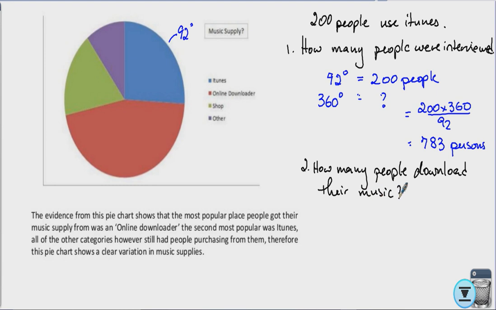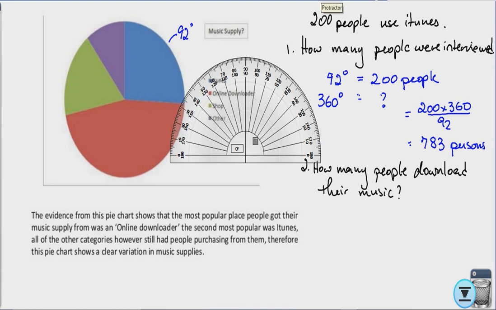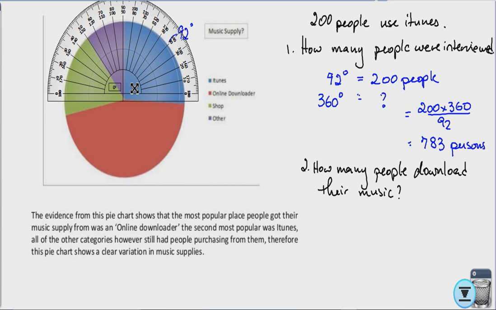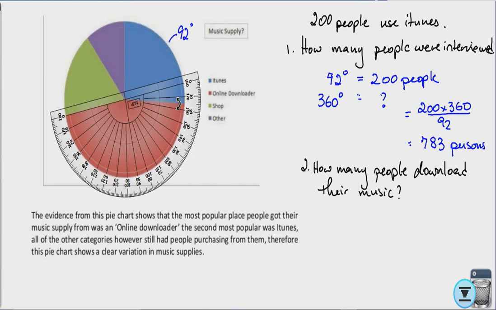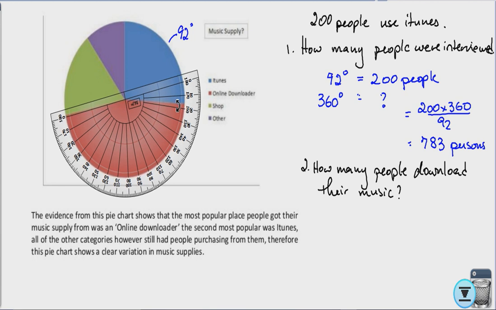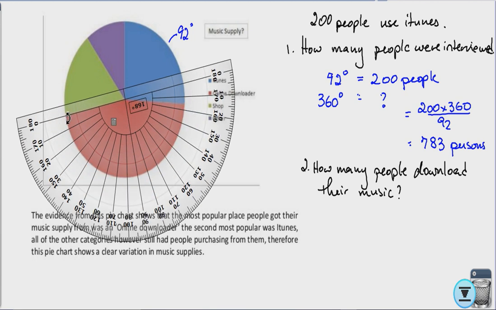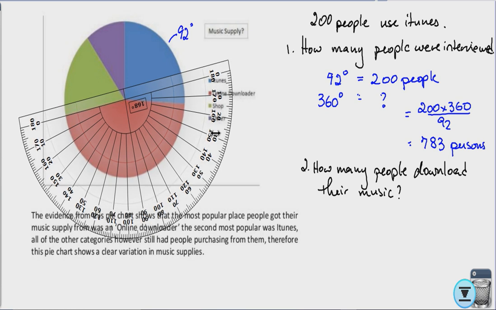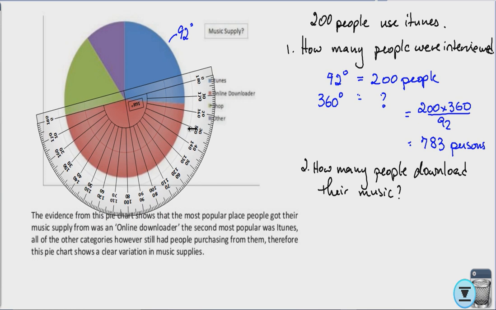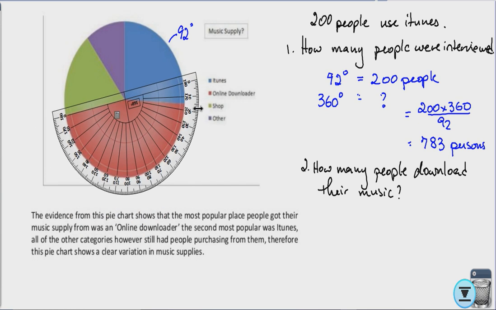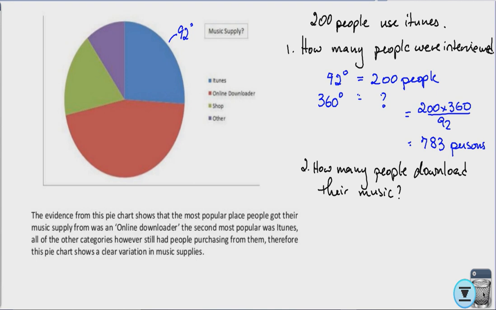How many people download their music? Again, we need first to measure the angle representing the download. Okay, so I'm going to rotate this so that my 0 lies on the line. Okay, 0 lies on the line. And the angle representing downloads, in my case, is 165 degrees. So downloads is represented by an angle of 165 degrees.